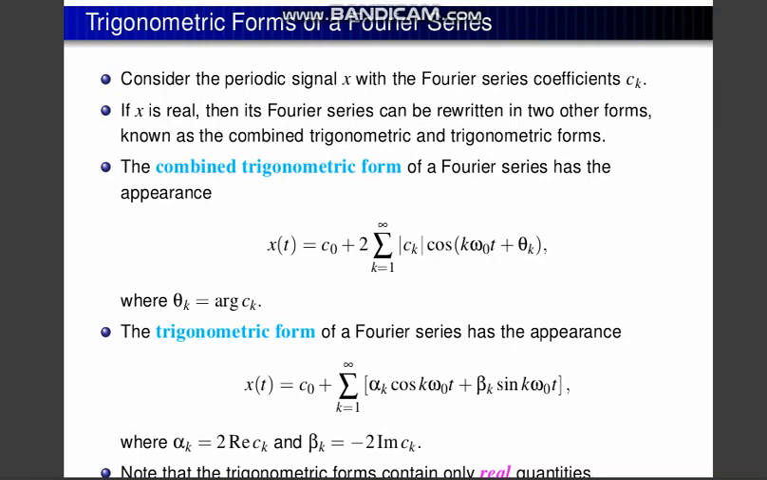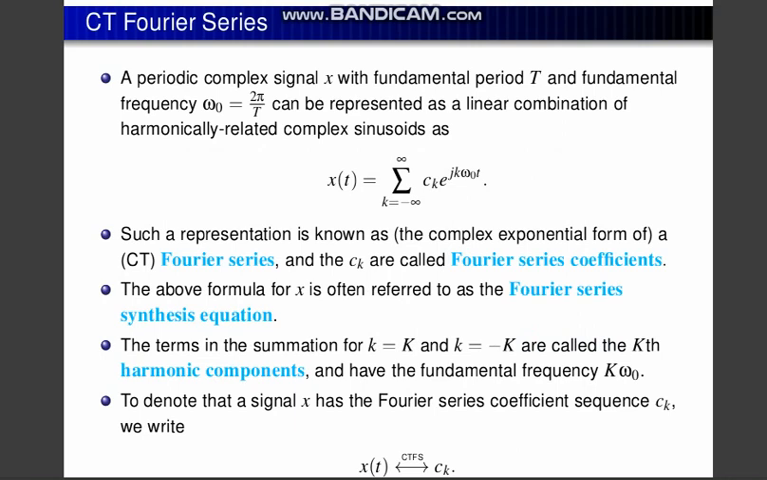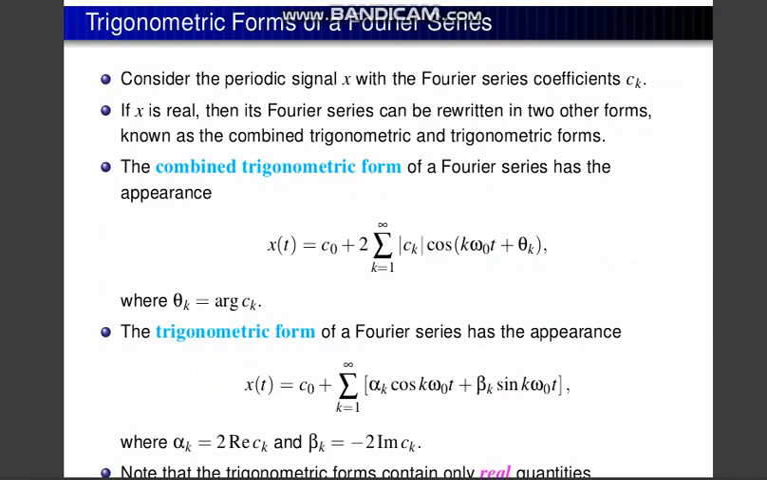What are the trigonometric forms of a Fourier series? Consider the periodic signal x with Fourier series coefficient ck. If x is real, then its Fourier series can be rewritten into two other forms known as the combined trigonometric and trigonometric forms. Combined trigonometric means we have just put the value of e to the power j k omega naught t back into cosine or sinusoidal trigonometric functions, using Euler's equation that I told you before.